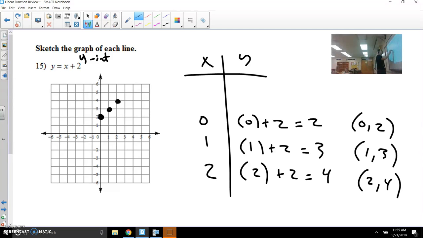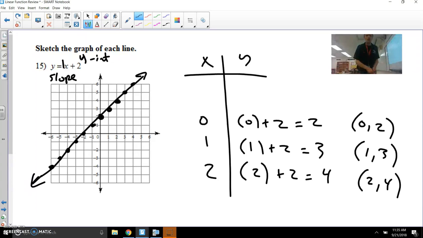(2, 4). Now you may notice that it's starting to just go up 1 over 1, and that's the idea of slope. Slope is the value in front of x. So that's kind of a 1x, so that means it's going up 1 and right 1 as many times as you can fit it on the page. Once you find all those points, join them with a line and arrows on each end, because technically this line extends forever in both directions.